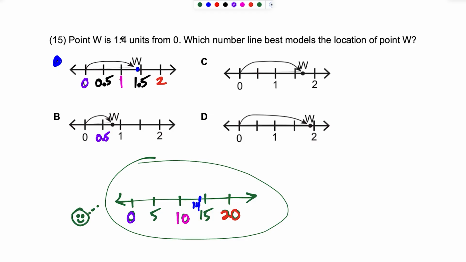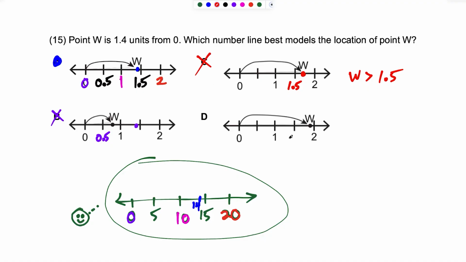So 1.4 is just not possible because 1.4 is greater than 1. Okay, so B is out. And then this one is no good over here, choice C, because 1.5 is here. So this would tell us that W would be greater than 1.5. But 1.4 is not greater than 1.5, so C is out.